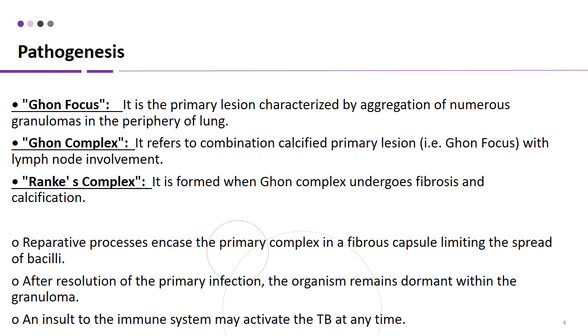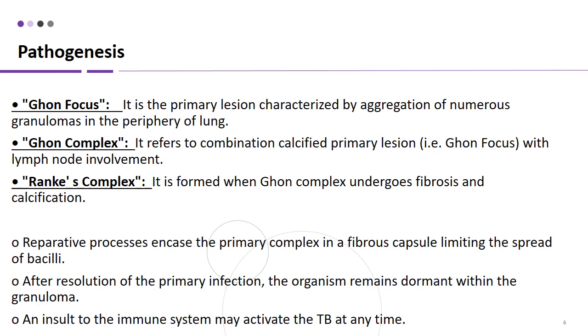Then the numerous granulomas will aggregate in the periphery of the lung and form the Ghon focus, which is the primary lesion of tuberculosis. Then these Ghon foci will combine along with the enlargement of lymph nodes. They will be called the Ghon complex. Ranke's complex is a Ghon complex which undergoes fibrosis and calcification.